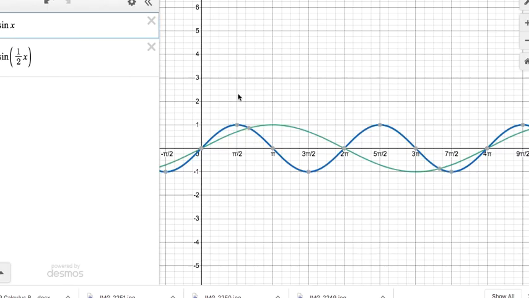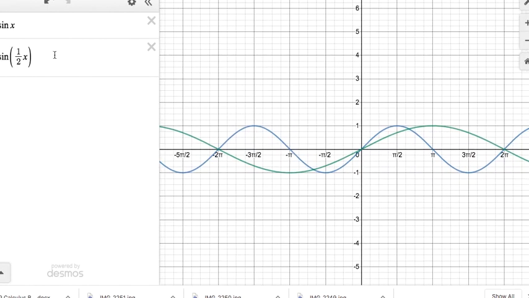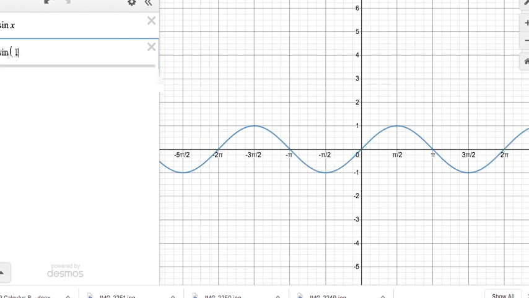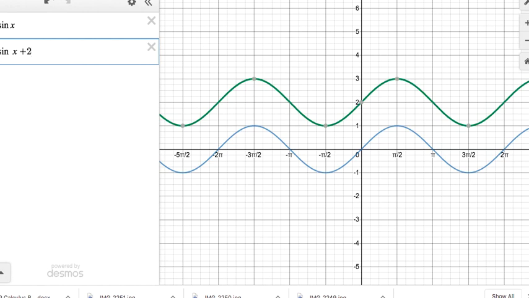We can take a peek at that real fast here. So we'll keep our blue sine graph, and now what I'm going to do is the sine of x, and I'm going to add 2 to that. You notice that now the zeros are completely different. It is not crossing the x-axis at all, but the graph looks completely identical and has just shifted up 2 units. You can see the y-intercept here at 2 instead of at 0.